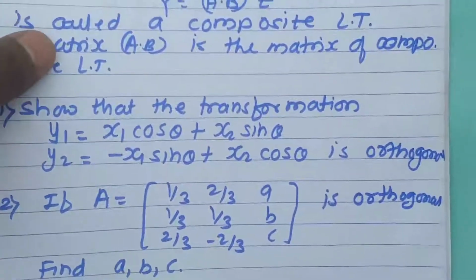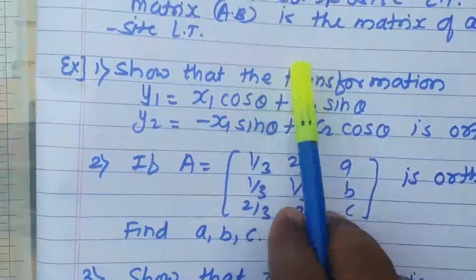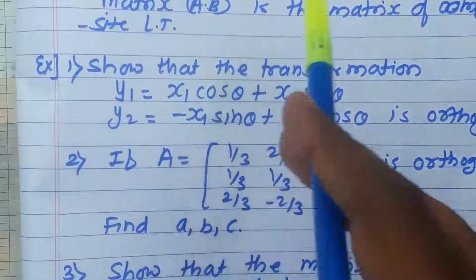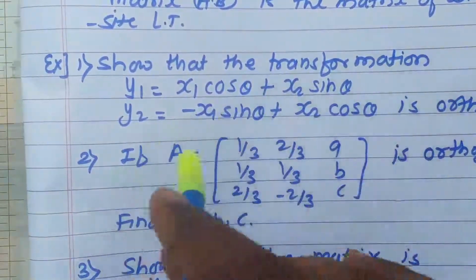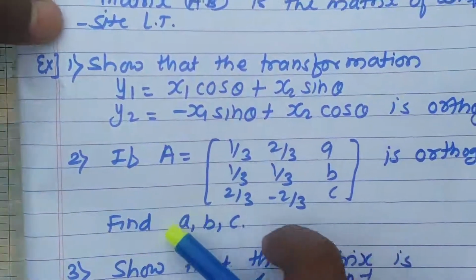Now a few examples. Whatever we have discussed, the definitions and properties, based on that we are going to discuss some examples. I will cover some examples in this lecture and the remaining examples in the coming lecture on linear transformations.